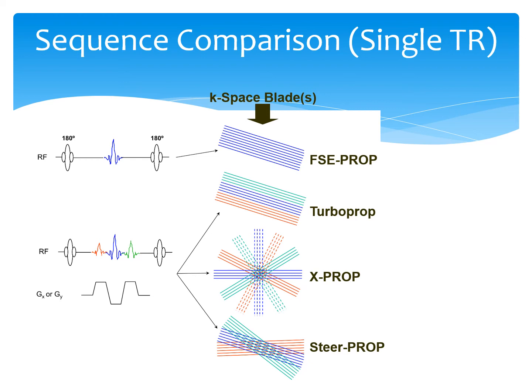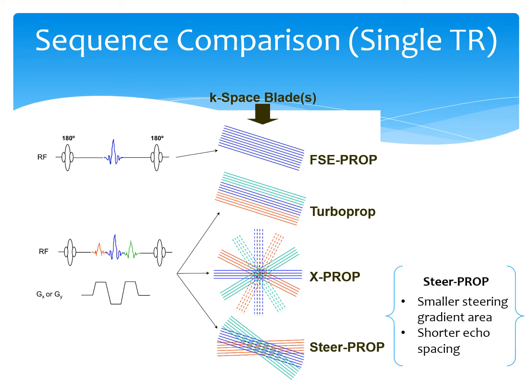In the X-Prop case, odd echoes shown by solid lines and even echoes shown by dashed lines are assigned into orthogonal blades. This creates 6 blades which are distributed evenly over an angular range of pi. In our implementation of the Steer-Prop, the 3 blades in every TR are distributed into a narrow angular range by placing them adjacent to each other. As we can see, the increment between the blades in X-Prop is larger, and hence the steering gradient has to be larger. The smaller steering gradient in the Steer-Prop allows for the use of shorter echo spacing compared to the X-Prop.